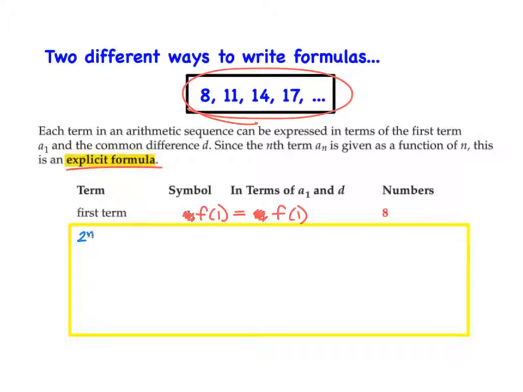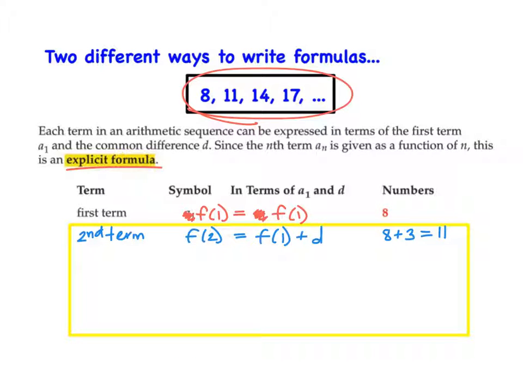We talk about our second term. We would call that f of 2, and think about how we find that second term. Well, we take the first term, which is 8, and we have to add 3 to it, which is d. I can write 3 here, but instead I think I'm going to write d, because that's my difference every time. So that is 8 plus d, 8 plus 3 equals 11.